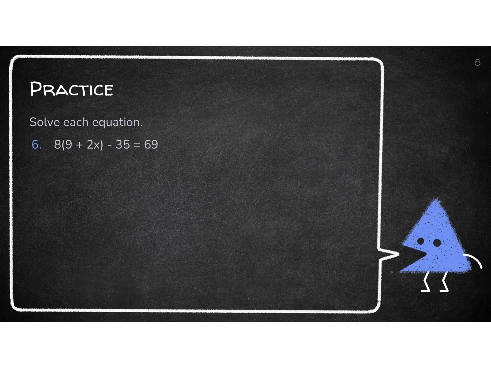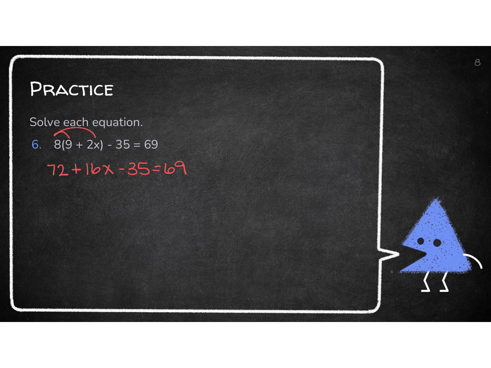This is kind of a hefty problem. We have parentheses. We got to get rid of those first. So we're going to distribute to both of these things. Notice I'm not going to distribute to that negative 35 because it's not in the parentheses. So 8 times 9 is 72. 8 times 2x is 16x. Minus 35 is going to equal 69.